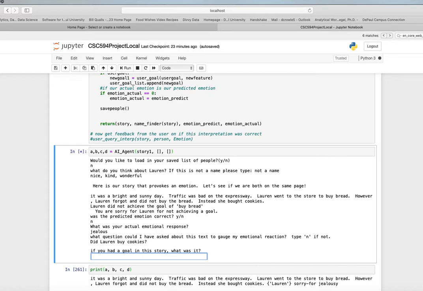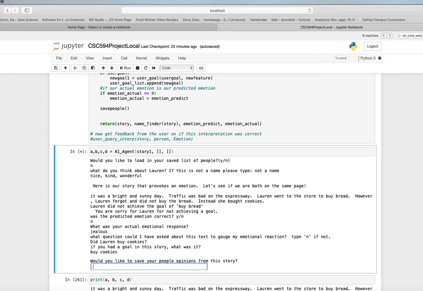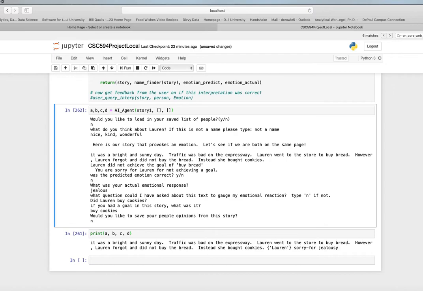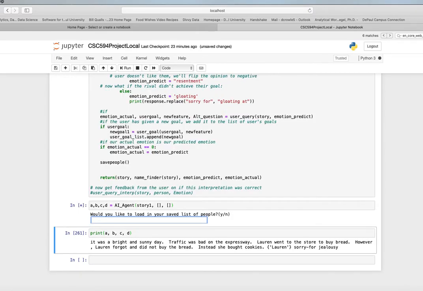If we had a goal in the story, what was it? Let's say I really wanted cookies, so I'll say my goal was to buy cookies. Maybe Lauren took the last of the cookies. And now it's stored. Then it says, would you like to save your opinion from the story? Let's just say no.